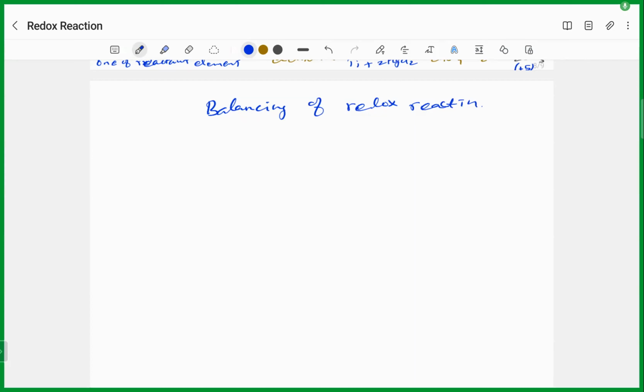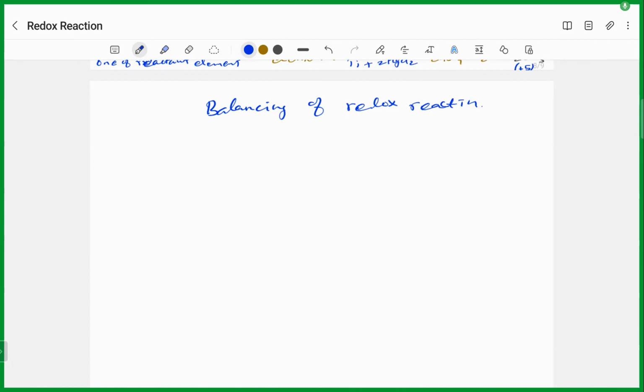So here 6 plus 2 is 8. So it's not balanced. When you are adding water on one side, add OH minus to balance the charge. Okay. So what are we doing? We are adding 2 more. 6 plus 6 is 12. So 3 plus 6 is 9. Then the remaining become 3 OH minus.